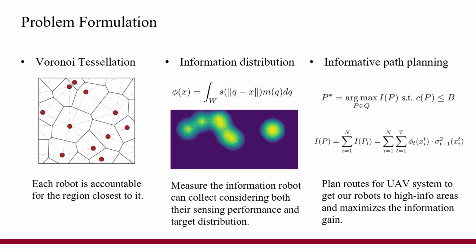Intuitively, a robot gathers more information as it moves closer to the target dense area, improving its observation and coverage. And by computing information value at each location of the map, we create an information distribution map. Now, let's get to our main objective, the informative path planning. Our goal is to plan a path, P star, for the UAV system so that our robots can go to the high information areas and maximize the information gain I.